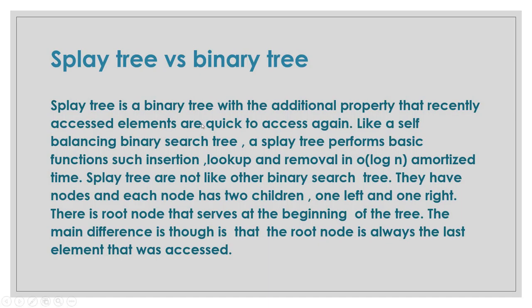Now come to the difference. A Splay tree is a binary tree with the additional property that recently accessed elements are quick to access again. Like a self-balancing binary search tree, a Splay tree performs basic functions such as insertion, lookup and removal in O(log n) amortized time. Splay trees are not like other binary search trees. They have nodes and each node has two children, one left and one right. There is a root node at the beginning. The main difference is that the root node is always the last element that was accessed in a Splay tree.